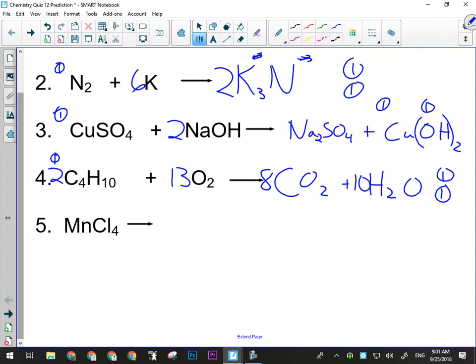For number 5, we have a decomposition reaction, which means this breaks up into its 2 elements. You can get a mark for that. And is chlorine special? Yes. 1 mark for that. Then we have to balance. A 2 here will take care of everything. 1 mark for that. No, we don't use Roman numerals unless we're writing a name.